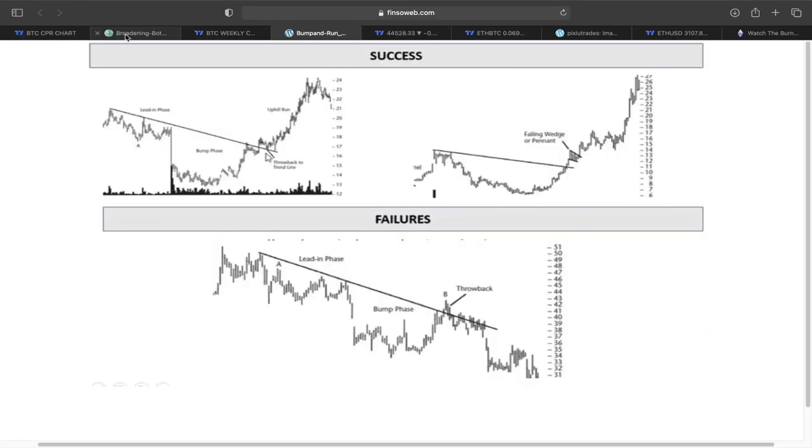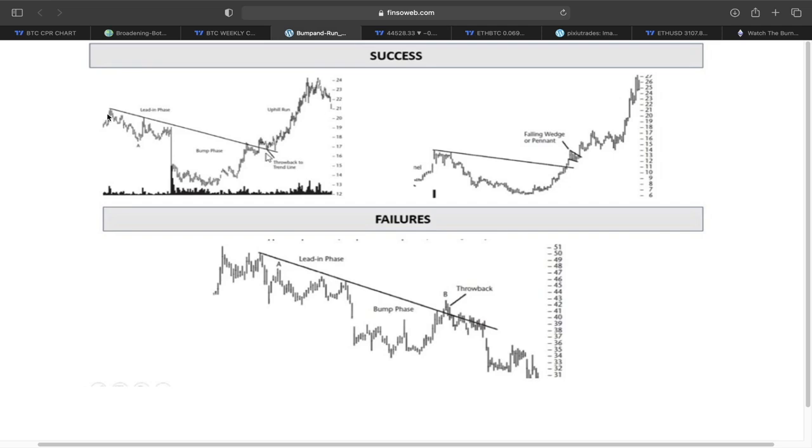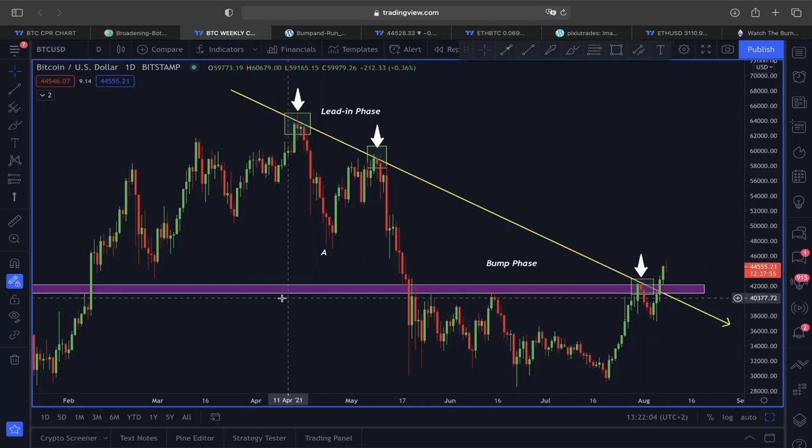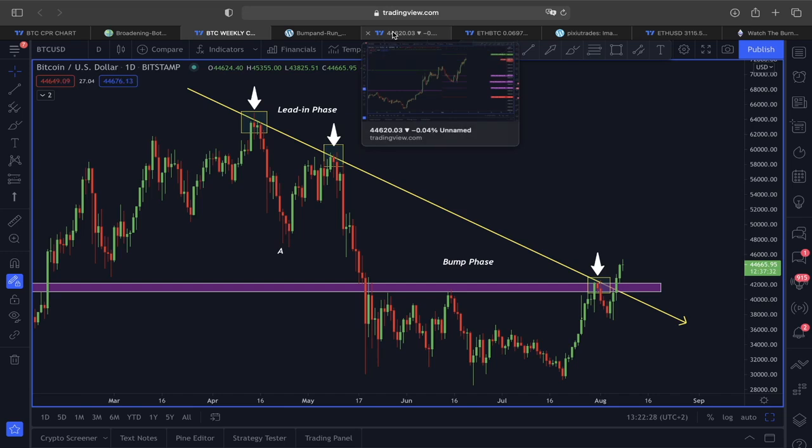So according to this broadening bottom, this retest, and also according to this bullish bump and run reversal scenario, a retest around the resistance line could be absolutely normal. So that's why this purple line, which is lying around 41 to 42,000, is going to be one of the strongest support for Bitcoin if you would see any sort of a retracement. And not just only here in a daily time frame, if you would look at this in a 4-hour time frame right now, you can see.